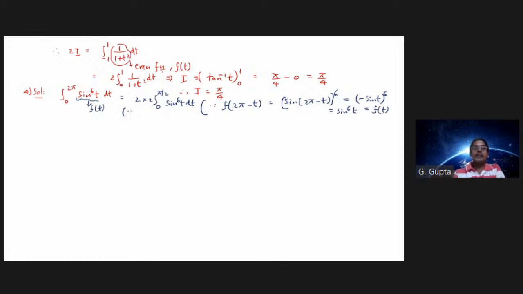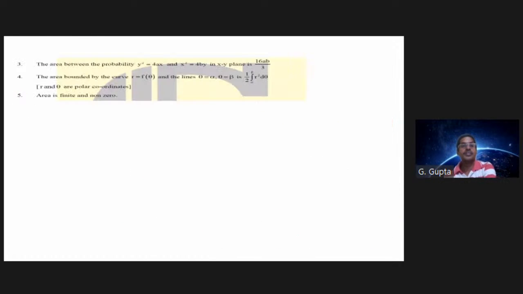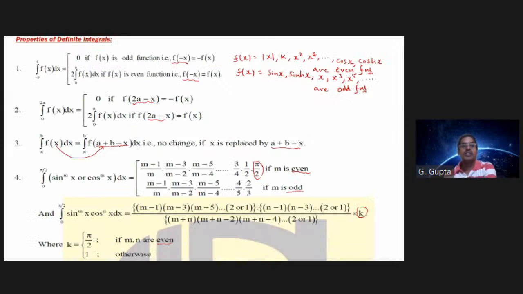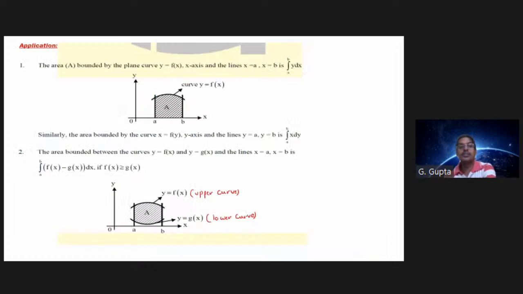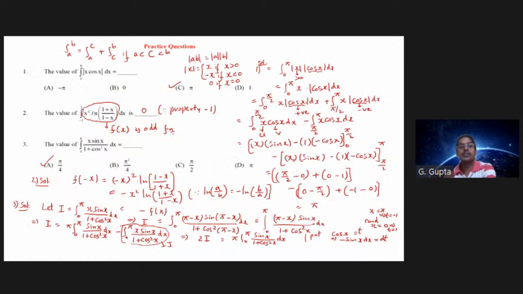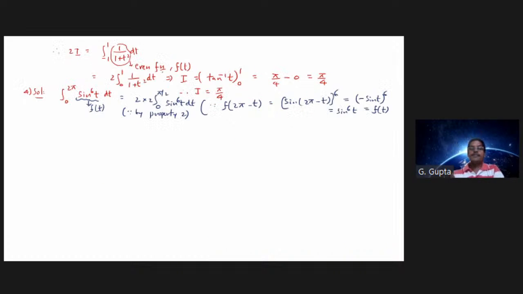Since by property 2, why again will you be getting multiplication by 2? See this property. Yes, this one: if f of 2a minus x is equal to f of x, then it is 2 times integral 0 to a of f of x dx. And again you can find, so that is, first time you will be getting 2 times integral 0 to pi sine power 6 t dt. So this is no change, that is f of t.